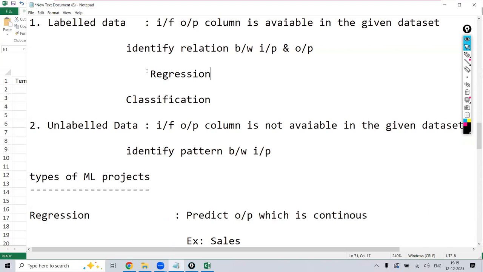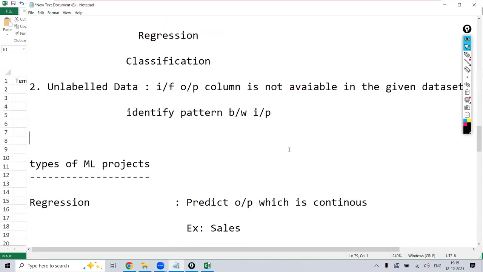So now, for the continuous variables, you apply the regression. For discrete variables, you apply the classification. And when the output variable is not available, only input variable.